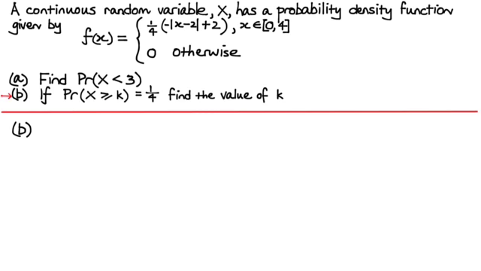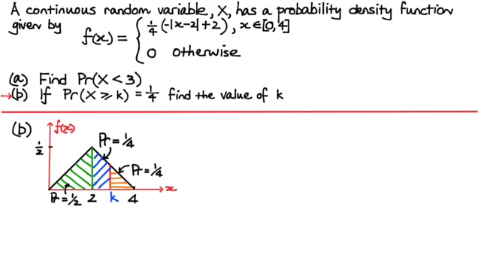Okay, find the value of k. Well, let's draw the picture again. Now, this is the way I see it. The probability that x is greater than or equal to k is a quarter, which is this orange horizontally hashed region here. And we've just got to find that value of k, which corresponds to the orange hashed area being 1/4. So how would you do that?